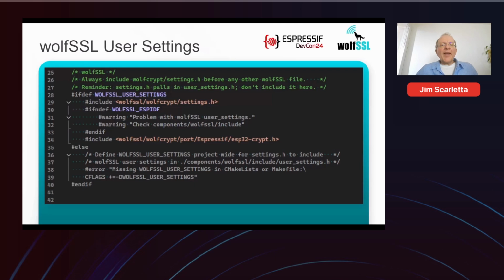I have another example here just in case you wanted to use any of the ESP32 cryptographic functions directly. It's in the ESP32-crypt header file, and you notice how it's below the settings.h, right? Again, super important, include the settings.h before any other wolfSSL include file, and do not include the user settings.h. And the user settings, that's where everything is configured for wolfSSL.